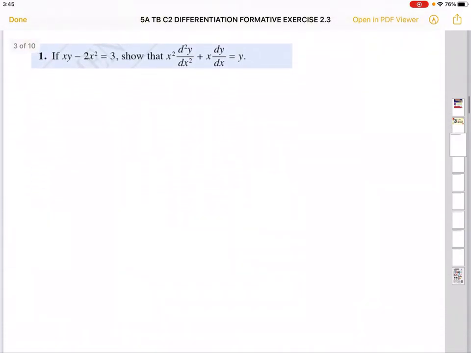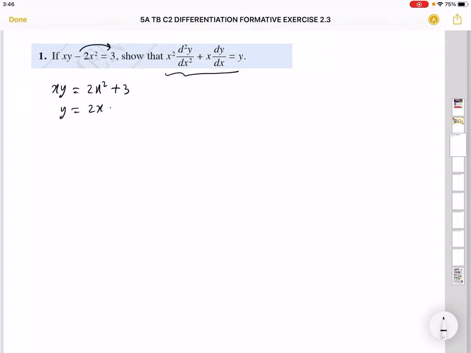Okay, so the first question is, we are supposed to show that x squared d²y/dx² plus x dy/dx is equal to y. Before we find this, we need to find our dy/dx. To find dy/dx, we have to make y the subject. So I need to rearrange this equation by bringing this over, and my y is now 2x plus 3 over x. When I differentiate, I should get dy/dx equals 2 minus 3 over x squared.